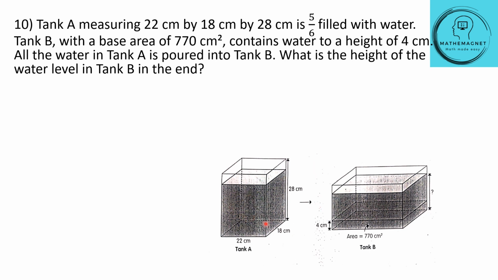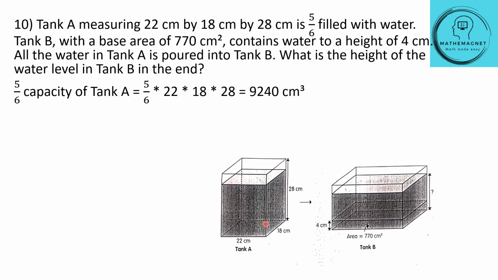So let us start first with tank A. 5 by 6 capacity of tank A will be 5 by 6 of the entire volume, correct? So the entire volume can be calculated by 22 into 18 into 28. So 5 by 6 into 22 into 18 into 28 will give you the volume of the water in tank A. Now that is equal to 9240 centimeter cube.